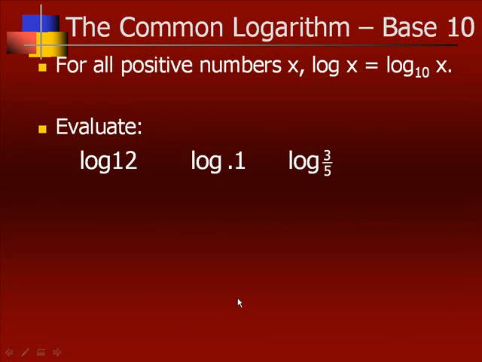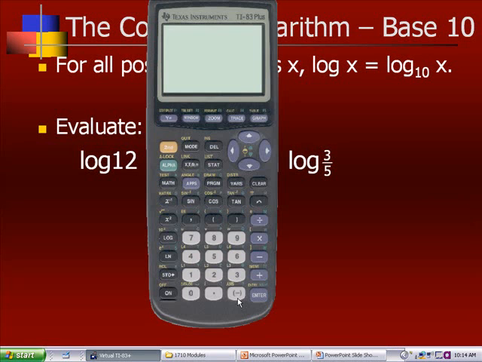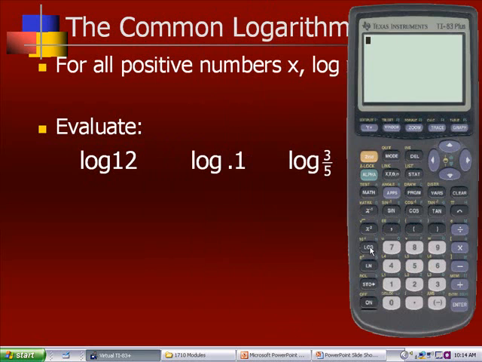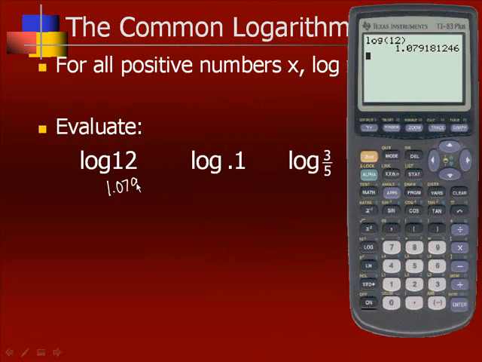For all positive numbers x, remember the log of x is the same as the log of x base 10. So the log of 12 means find the power that we raise 10 to get 12. Well, there's no way to do these with pencil and paper, so we're going to pull up our calculator. To find the logarithm of 12, you do the log of 12, which gives us 1.079.